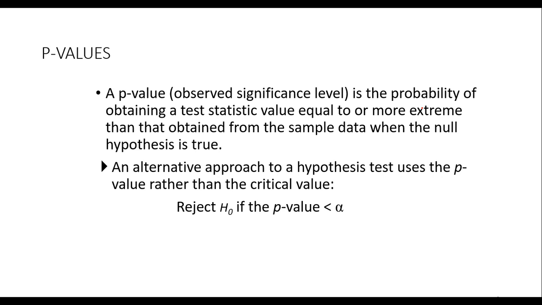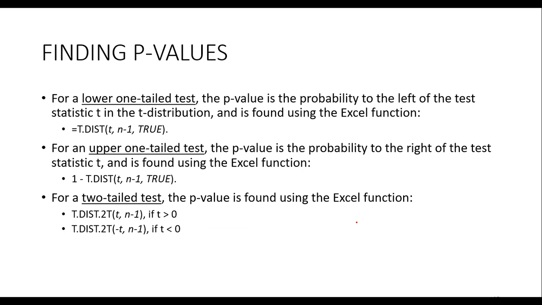And the p-value is an observed significance level. It is the probability of obtaining a test statistic value equal to or more extreme than that obtained from the sample data when the null hypothesis is true. I will give you some examples and I'll also tell you how to calculate the p-value and the critical values.